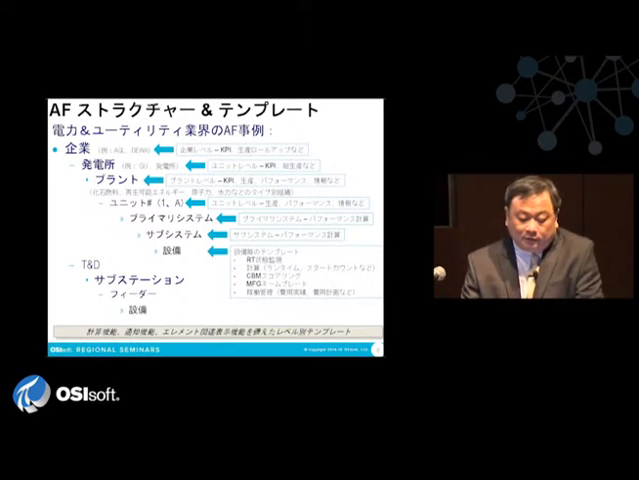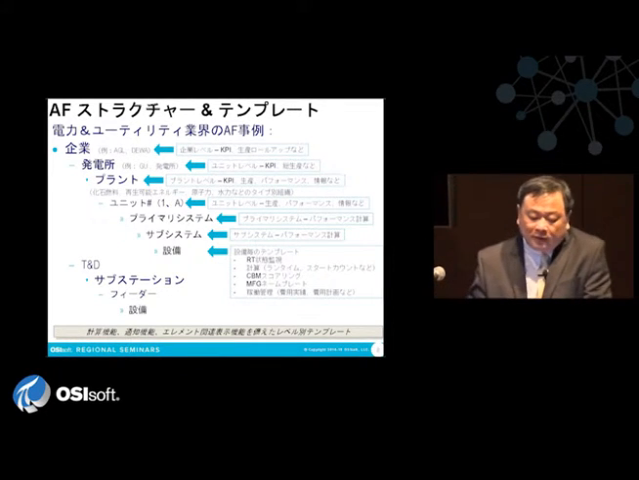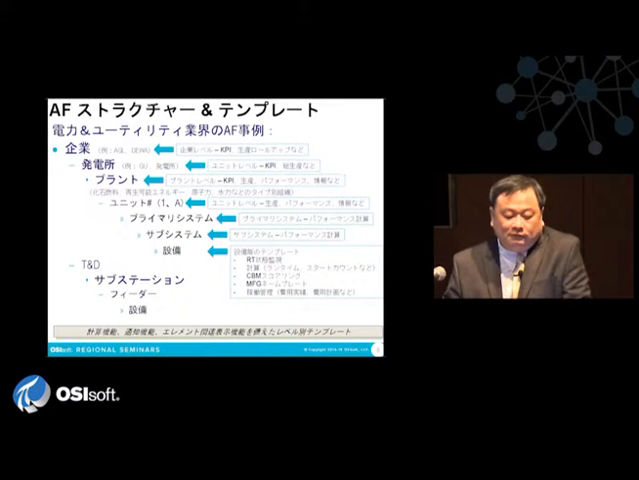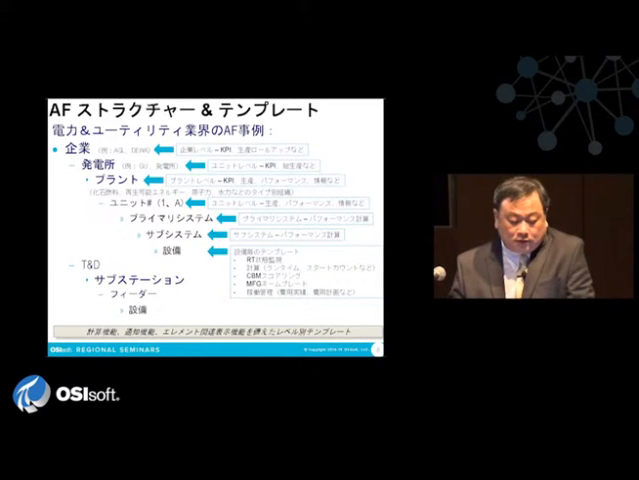PI AF is very valuable in the power and utility industry. Having all information within the context of the asset has many benefits. By implementing AF with a structure that follows the process and system of the plant, it allows templates at the various levels. For most thermal plants, we have the plant and then unit, and then system, subsystem, and equipment.